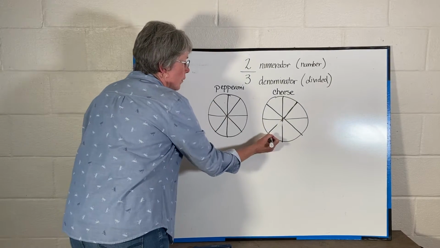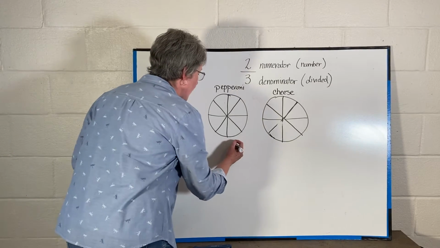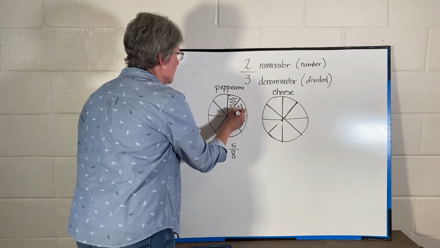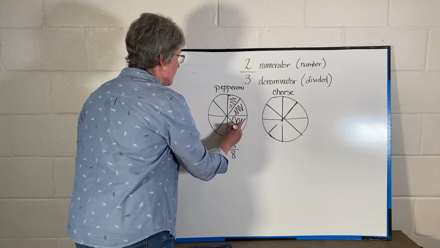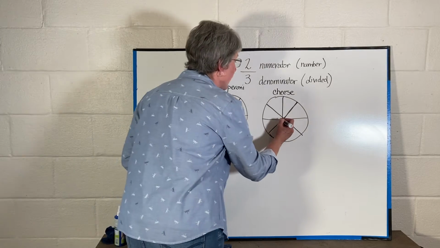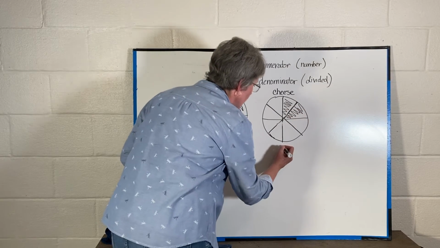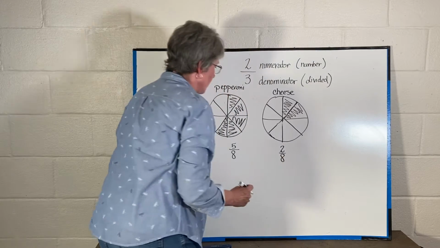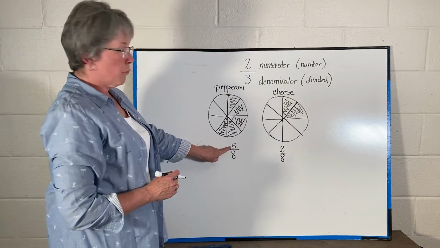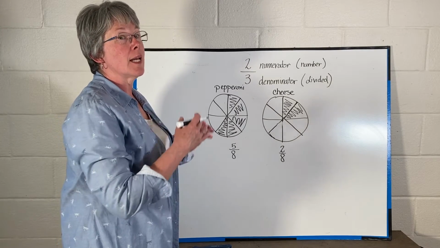is say, when your family came to the table, pepperoni was more popular and they ate 5 of the 8 slices. So they ate this one, and this one, and this one, this one, and this one. The cheese pizza was not as popular and only 2 pieces were eaten. 2 out of 8. Remember, each pizza is divided into 8 pieces, and we ate 5 of the pepperoni and 2 of the cheese. So how many pieces were eaten in total?